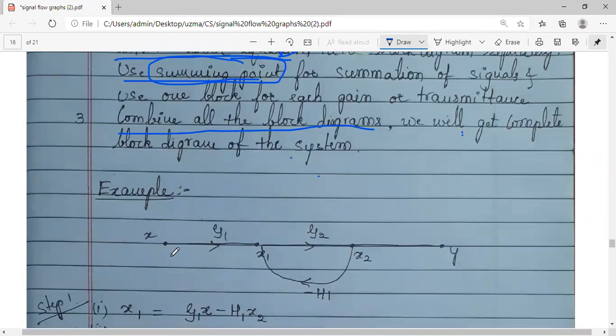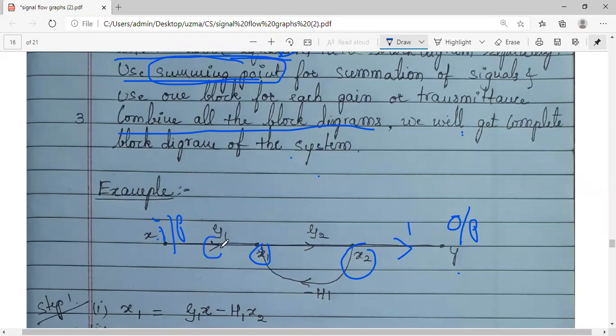Just check out how many nodes are there here. You have x, it is the input node, and y is the output node. In between, you have x1 and x2 nodes. So totally 4 nodes are there. Sorry, here I forgot, say it is 1. Nothing is given means the value is 1.